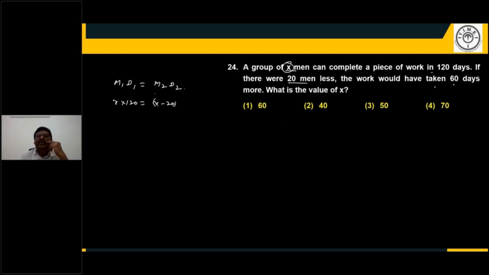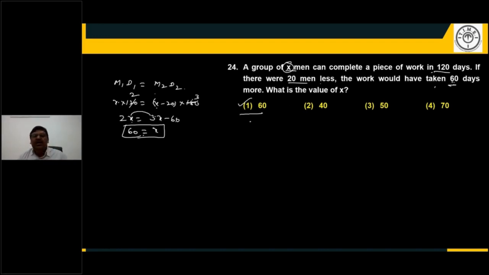The work could have taken 60 days more. 60 days more means 180 days. You are taking 120 days, now we are taking 60 days more, means 180 days. You can see, students, 6:3. Again, 2x is equal to, students, 3x minus 60. If x comes here, 3x minus 2x, 1x is equal to 60. What is the x value? 60.